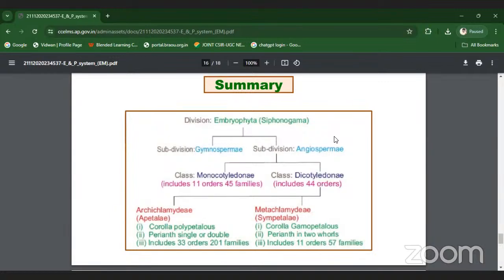Mixing both Engler and Prantl, but mostly taking Bentham and Hooker into consideration, he has done only one change. In Bentham and Hooker, there are three clear groups: Gamopetalae, Polypetalae, and Monochlamydeae. But here, only two groups are recognized in dicots, namely Archichlamydeae and Metachlamydeae, like Engler and Prantl. The former were divided into 59 orders and 213 families, while the latter included 23 orders and 41 families. He gives great importance to habit of plants.